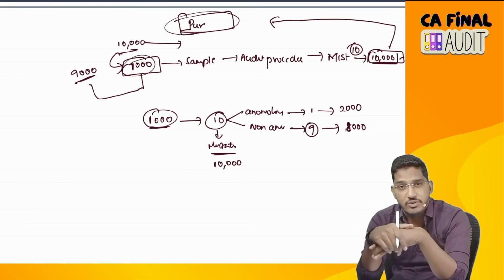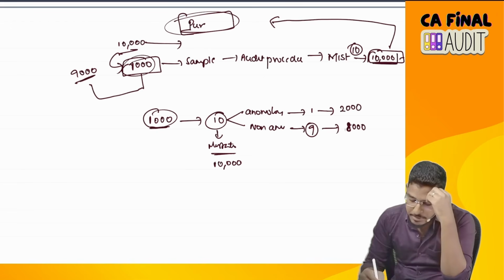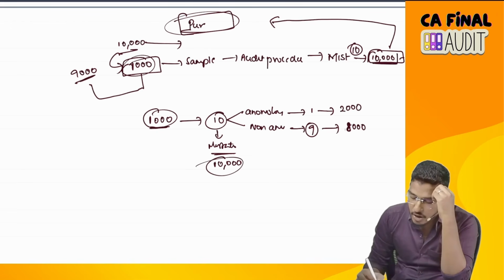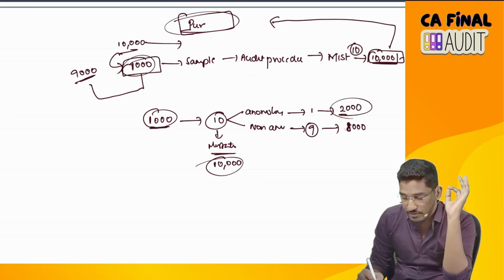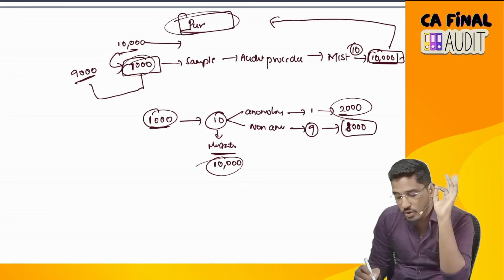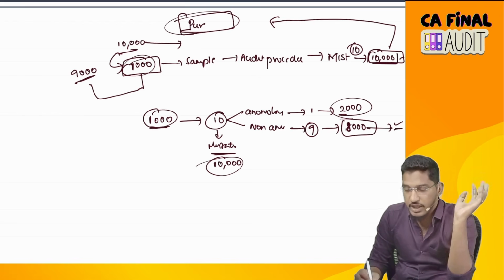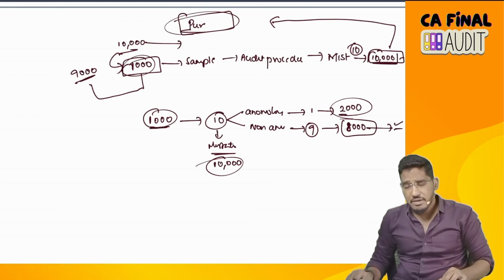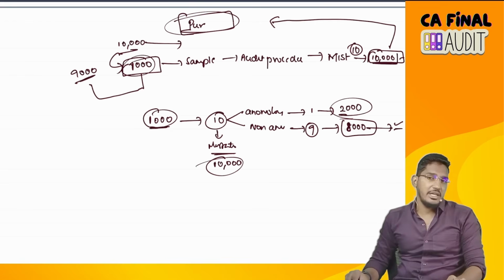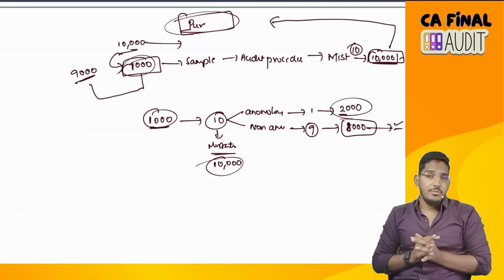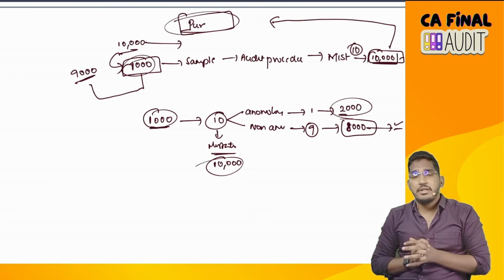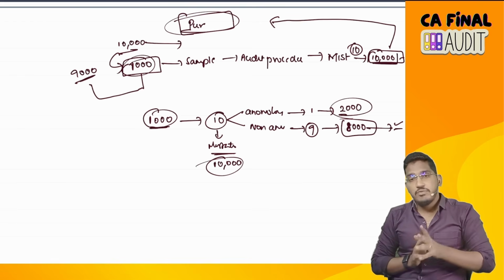Now you tell me for which value I have to do the projection. Should I do the projection for the entire 10,000, or for the anomalous misstatement of 2000, or for the non-anomalous misstatement of 8000? I should do the projection of only the non-anomalous misstatement. Why? Because when I say something is an anomaly, which is non-representative and non-repetitive in nature, there is no purpose of doing that projection.